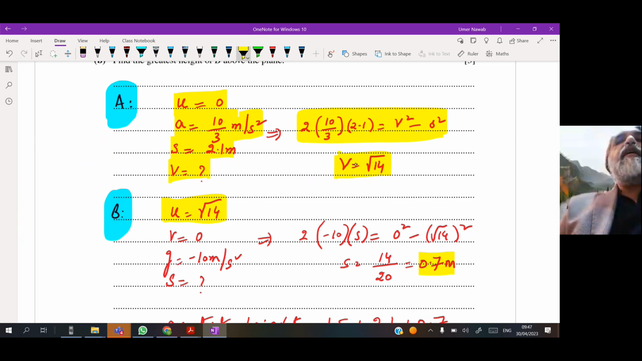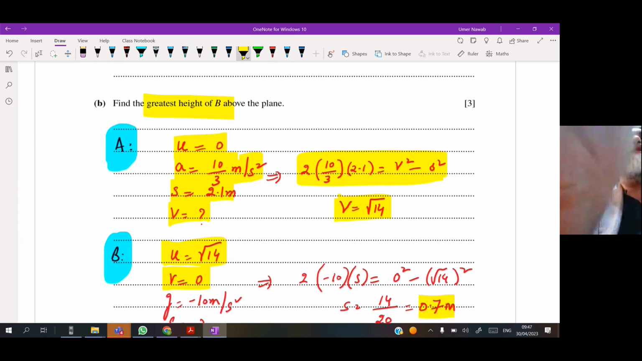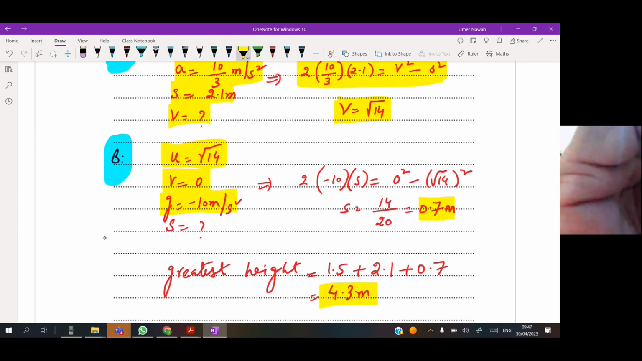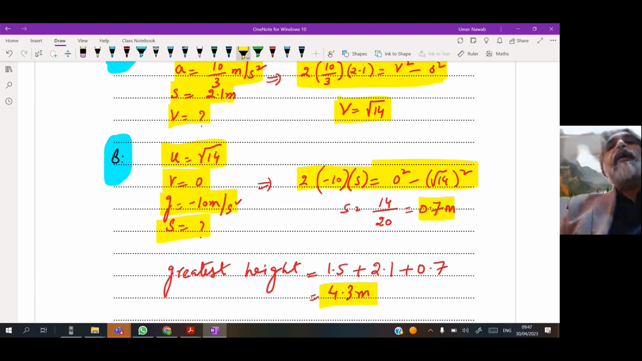So this V becomes the U for the next phase of the motion of B, which is a free fall motion. So now this V becomes U, square root of 14. He said in the question that the body will go to the greatest height. At the greatest height, definitely the body will stop, so V is equal to 0. Since the body is going up and slowing down, the value of g is minus 10. And I want to see how much distance will be covered by the body under the free fall. So again, I'm going to rely on 2AS is equal to V squared minus U squared.